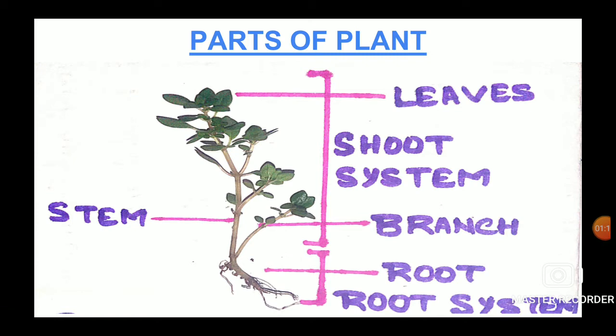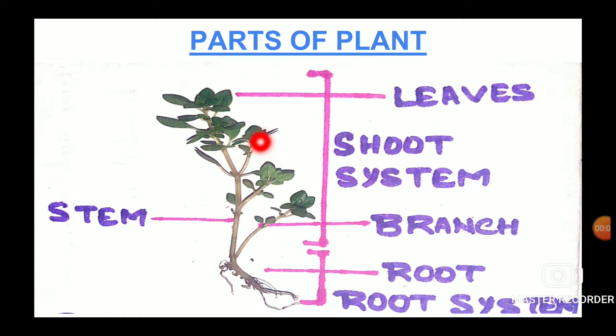So here we have a plant and we can see clearly that the plant is divided into two major parts. One which is called the shoot system and the other which is called the root system. Now talking about the root system, it is basically the part which remains below the ground. Now we will study more about root system in our next videos. For now, we will only concentrate on the shoot system, which is the aerial part of the plant or the above ground part of the plant.